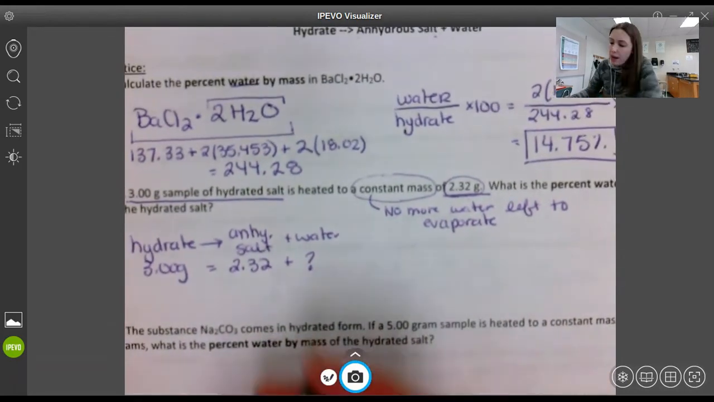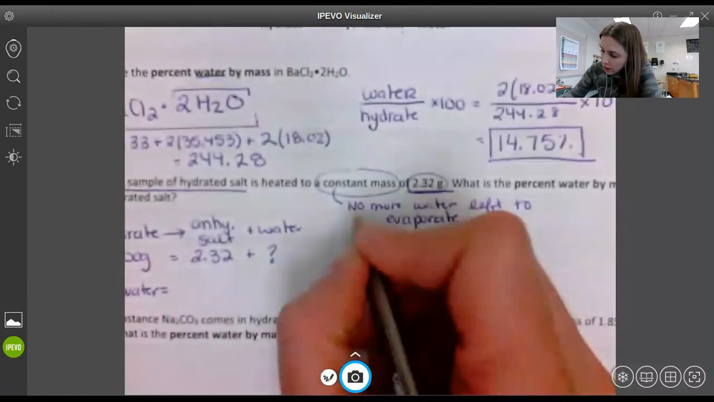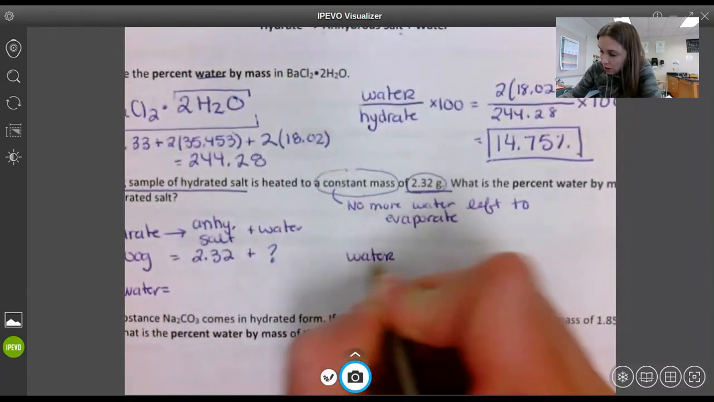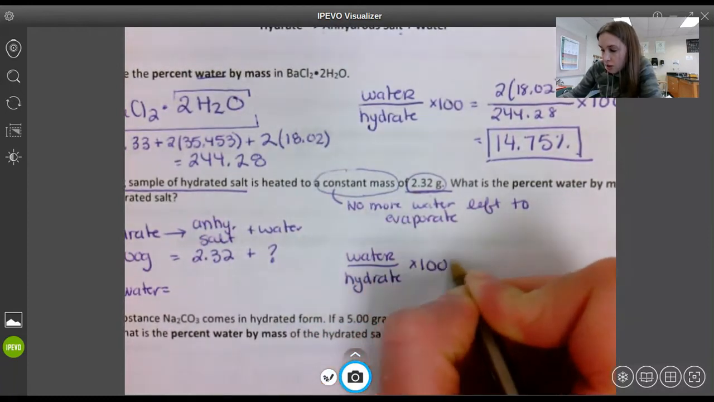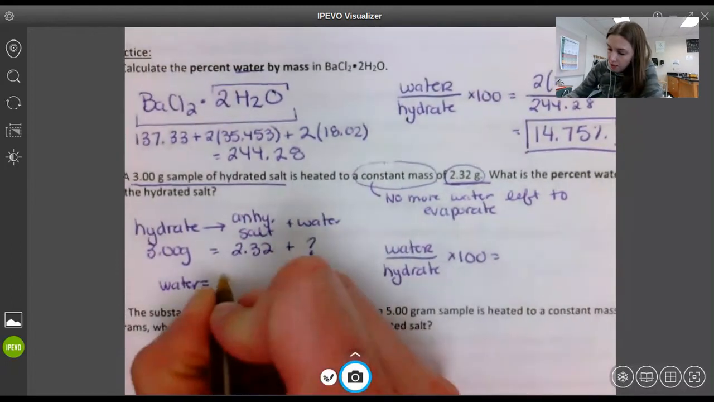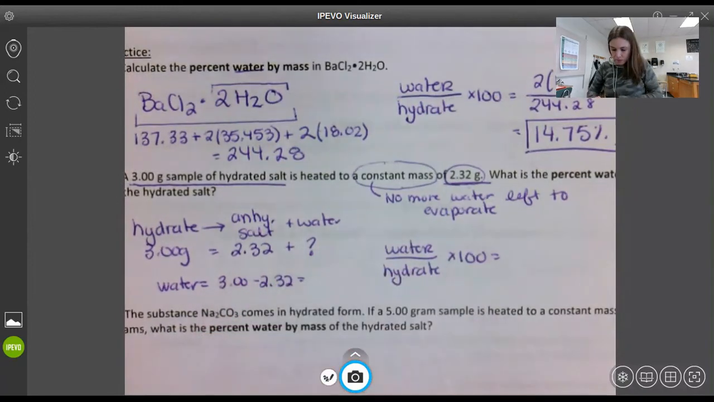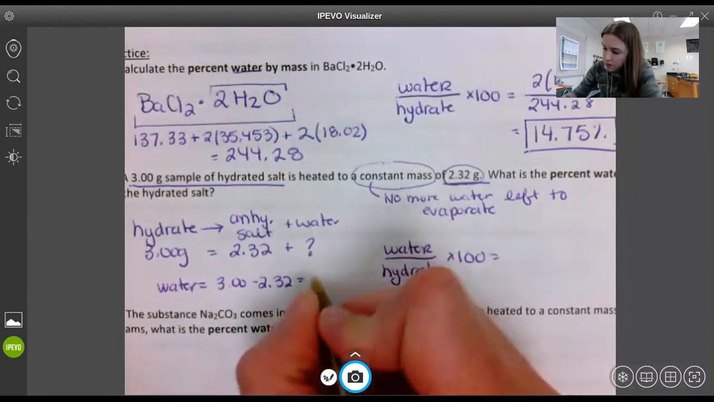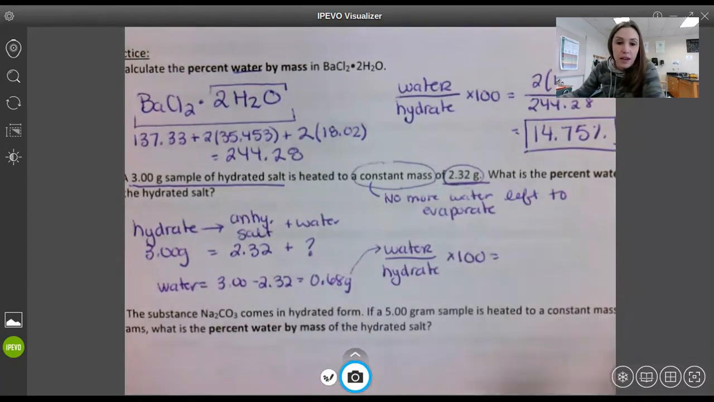Okay, so when I go to solve for my water amount, which I'm going to need, because when we look at the percent composition, we need our water divided by my original hydrate times 100. Okay, water is just going to be the difference of these 2. So I'm going to have my 3 minus my 2.32 gives me 0.68 grams. Okay, that is going to be the actual amount that goes up here.